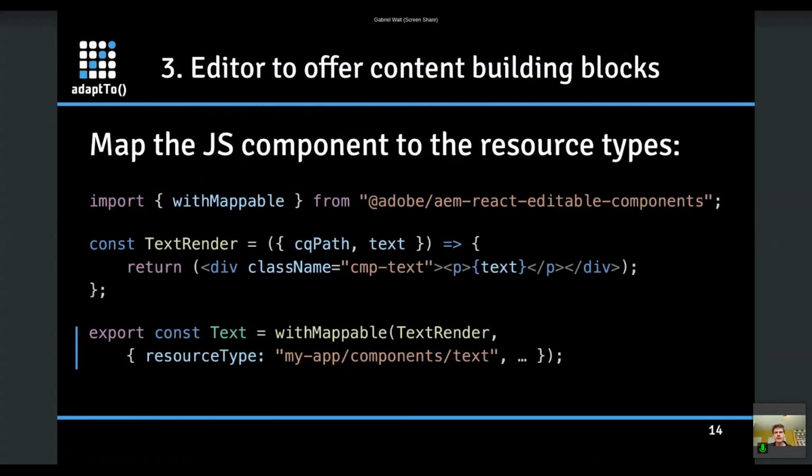Here, typically, we have an example of a text component, and we see how the last line is doing this with mappable, mapping it to the resource type that we had also in the JSON. And that is really important because this information is also used by the paragraph system or the container that is used to iterate over the content of the JSON. And it will delegate the rendering to the individual components that are registered here.